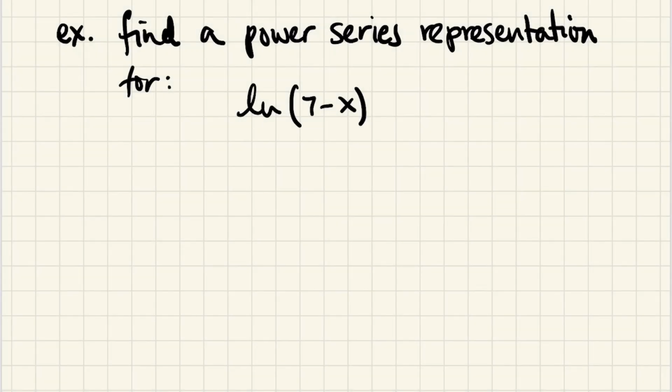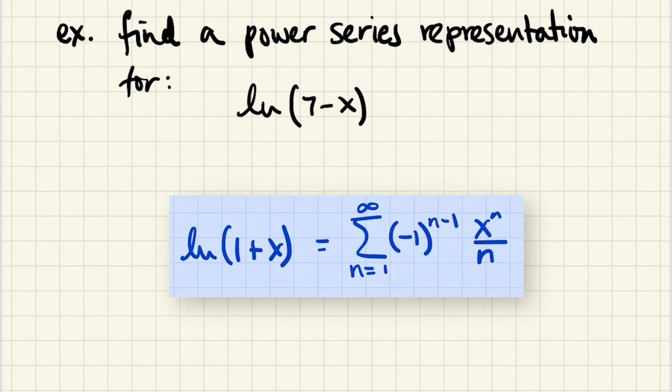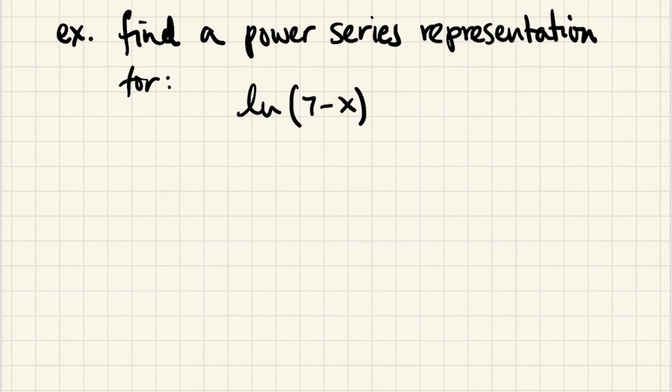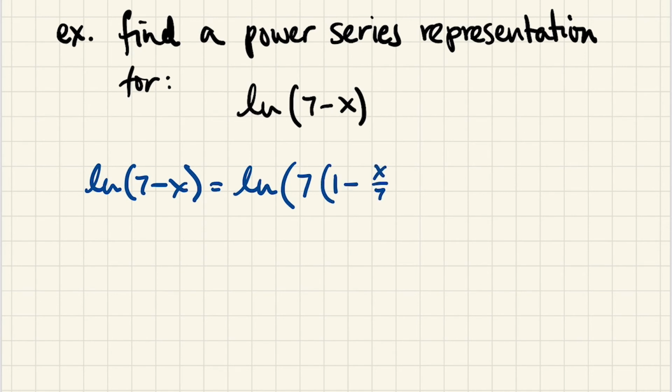Okay, well, what about this one here? So, we know that ln of 1 plus x is equal to a specific power series. So all we have to do is make this thing look like ln of 1 plus stuff. So how do we do that? Well, let's factor a 7 out. Now, we can't factor the 7 all the way out of the log, of course, but within the log here we can write ln of 7 times 1 minus x over 7.